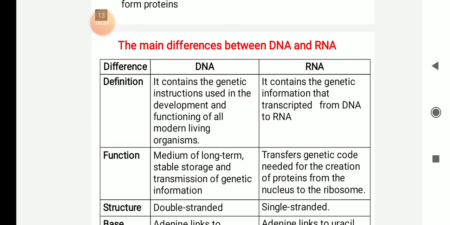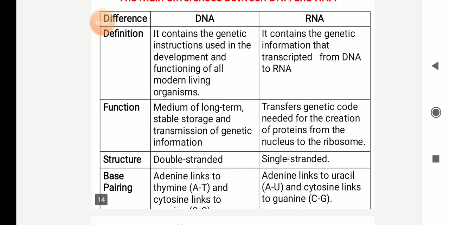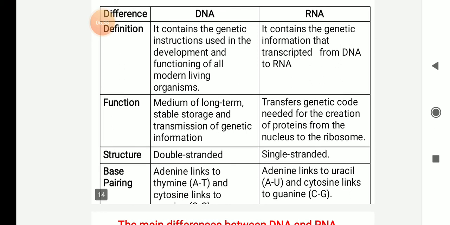So, the main differences between DNA and RNA. In the case of definition, DNA contains the genetic instructions used in the development and functioning of all modern living organisms, whereas RNA contains the genetic information that is transcribed from DNA. Function: DNA is a medium of long-term stable storage and transmission of genetic information. RNA transfers the genetic code needed for creation of proteins from the nucleus to the ribosomes.